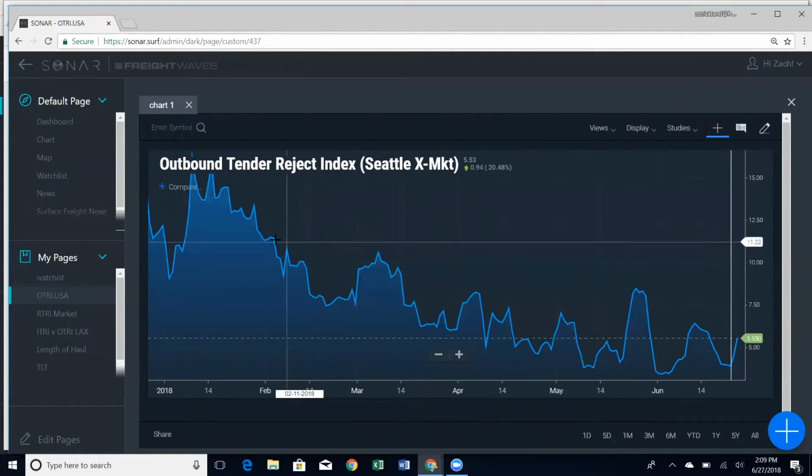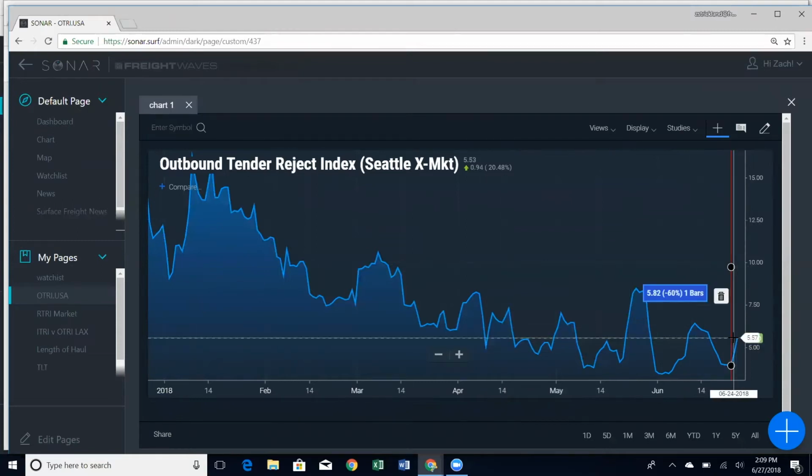So right now, the outbound tender rejection index for Seattle is saying about 5% of your loads are getting rejected. So being a shipper in the Seattle market is a pretty good deal, because more than likely they're seeing rates that are quite easy to digest. Their carriers go up there with freight, and they will take just about any load that they can get coming out of it.